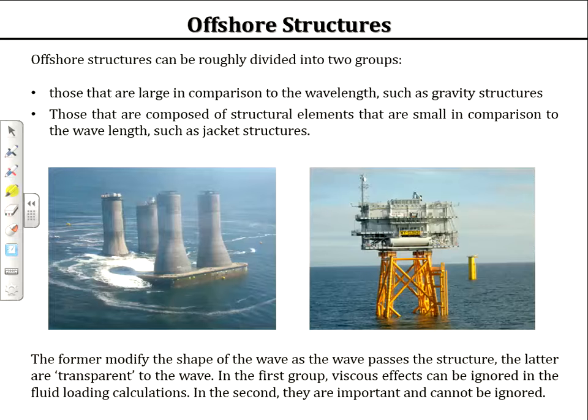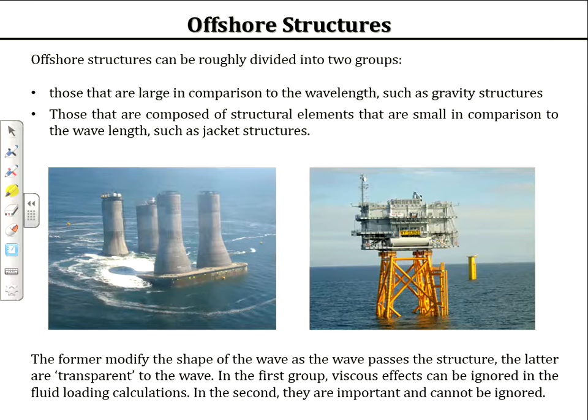But basically, we can roughly divide these structures into only two groups. One group is large in size, and this size is large compared to wavelengths. Don't forget wavelengths, because we are in the sea, okay? We are not in a pool. In a pool, no wave, but in the sea, waves always exist. So compared to wavelengths, the size of the structure is large. The second group is, compared to wavelengths, the size of the structure is small.